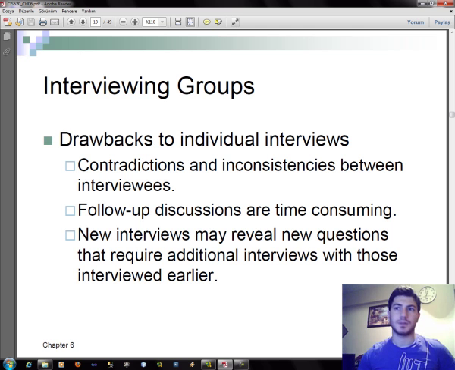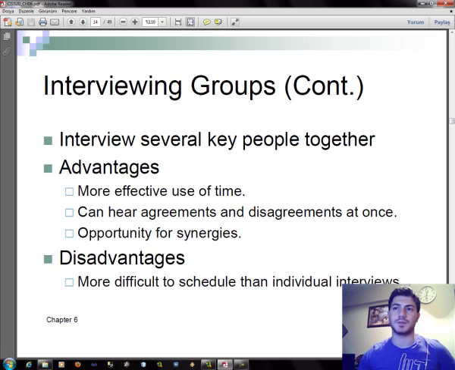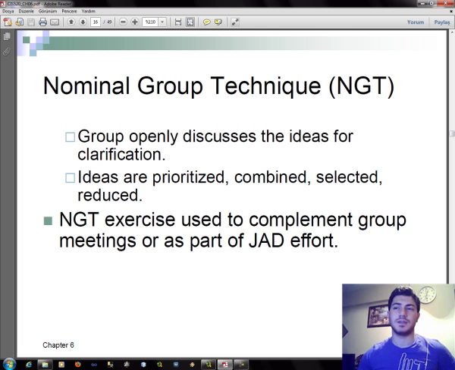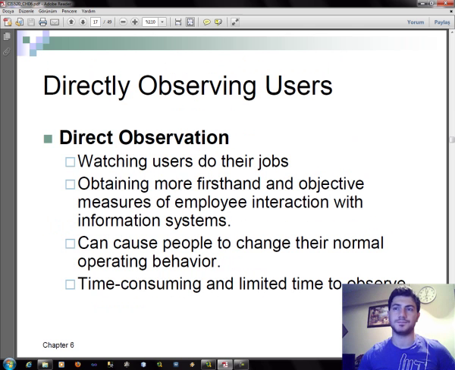Interviewing groups. Drawbacks to individual interviews: interview several key people together. Advantages, disadvantages. Nominal group technique is a facilitated process that supports idea generation by groups. Process: an NGT exercise used to complement group meetings or as part of a JAD effort.